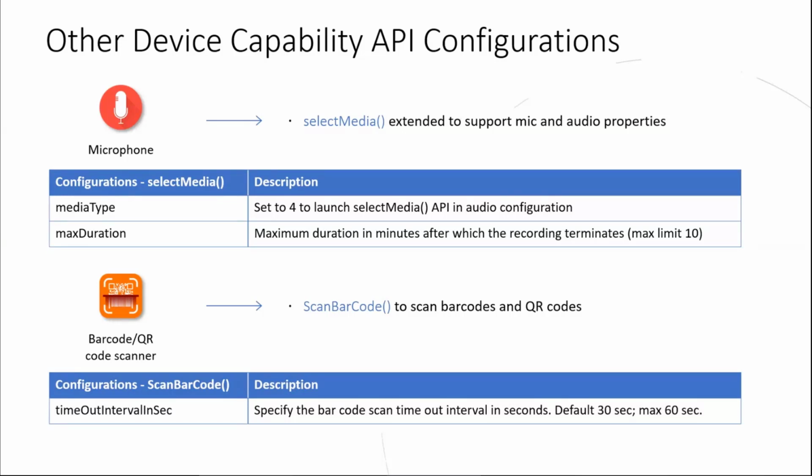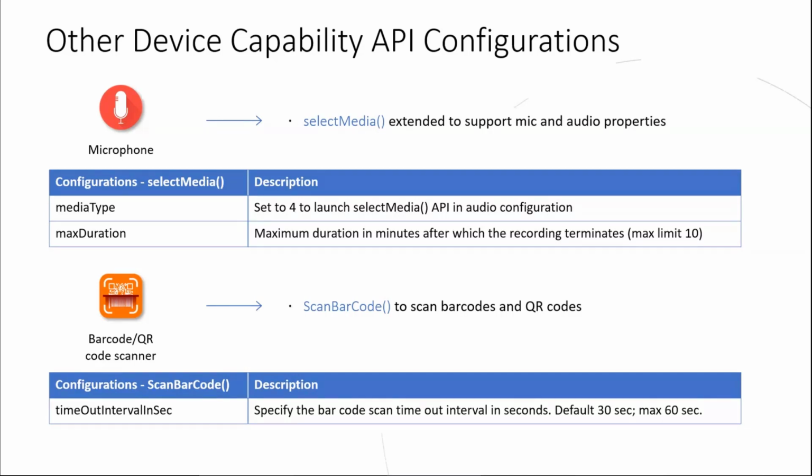Using this API, a small bar would appear at the bottom of the screen, wherein the end user will have the option to stop the recording whenever they feel like ending it, and the recorded audio stream gets shared with the underlying app. The only configuration here is max duration, which is currently limited to 10 minutes. If you set this duration to, say, 1 minute, then the recording would automatically terminate after that set period.